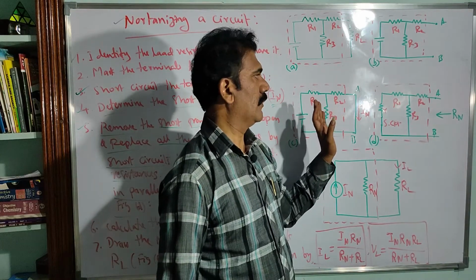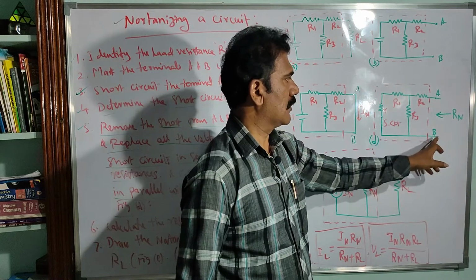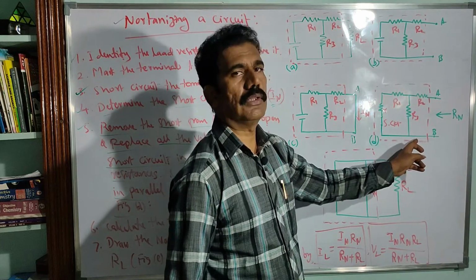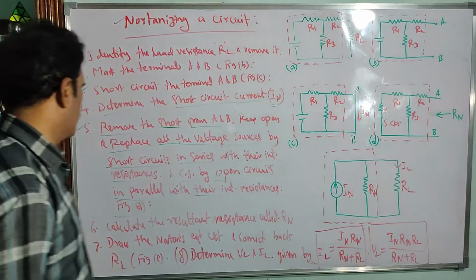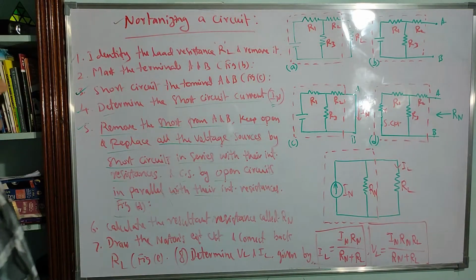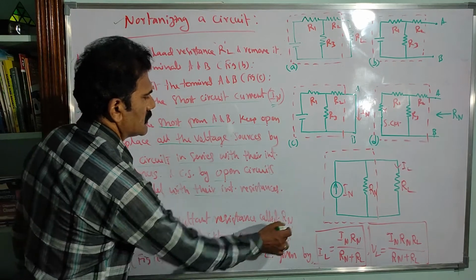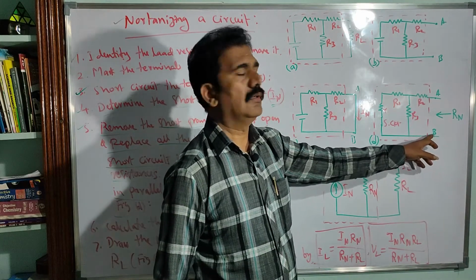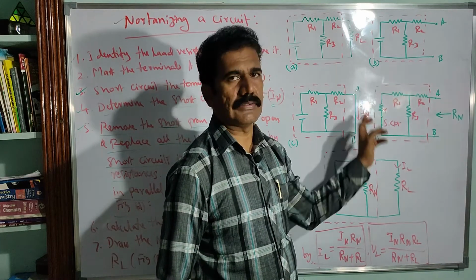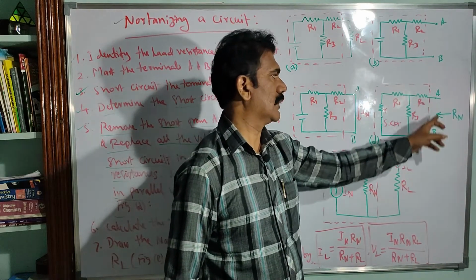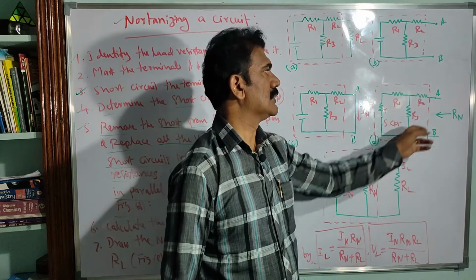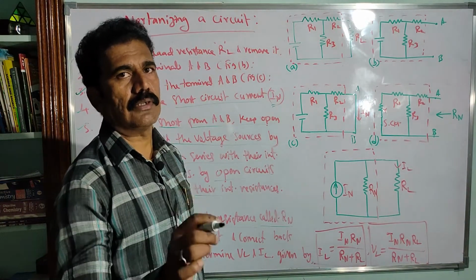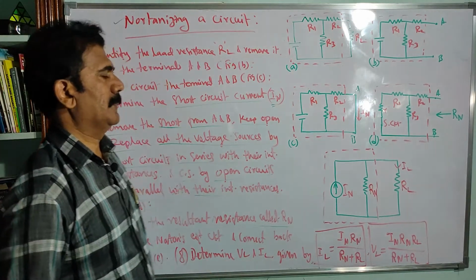That's it. Now across the terminals A and B, we have only resistors in the network without any sources. Now calculate the resultant resistance, called Rn. Across the terminals A and B, you can find the total or equivalent resistance due to all these resistors in the circuit. That equivalent resistance is called Norton's resistance.